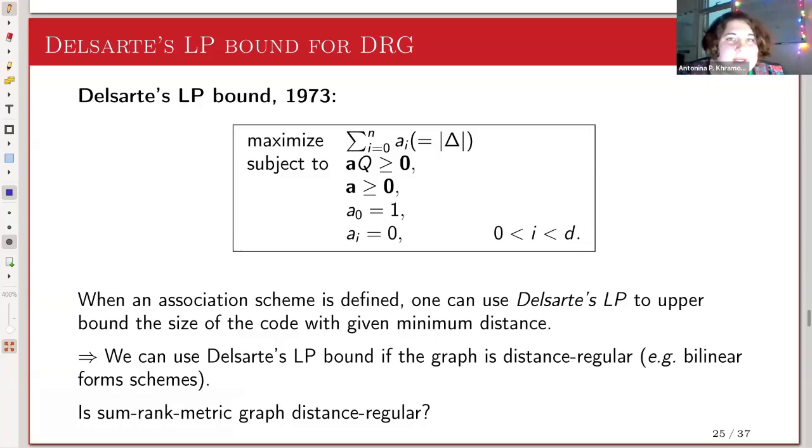To recap, when we are dealing with a distance regular graph, we can define this association scheme for any distance regular graph, and we can use this LP to compute a bound for the size of a code with given minimum distance. And everything works out fine for Hamming graphs and bilinear forms graphs. But now the question is about the sum-rank metric graphs. Are they distance regular? Can we do the same trick for them too?